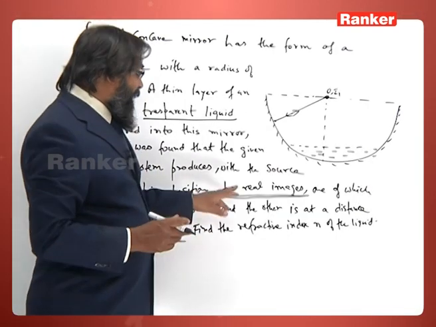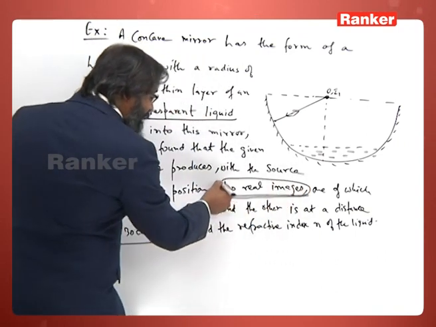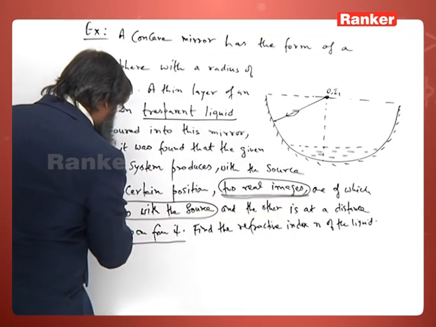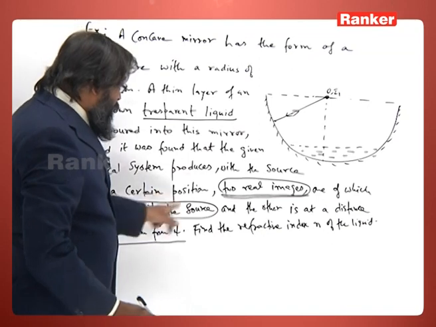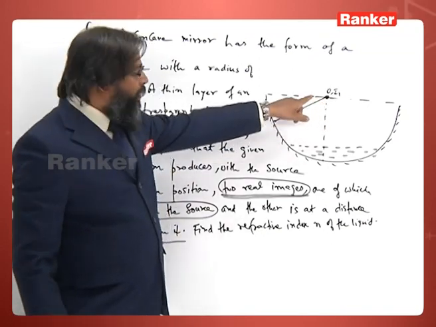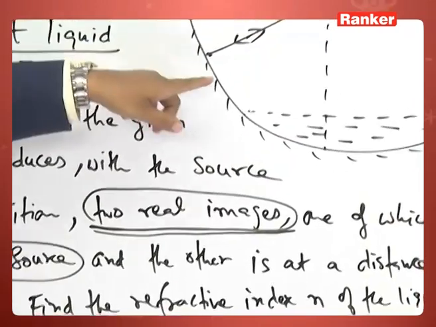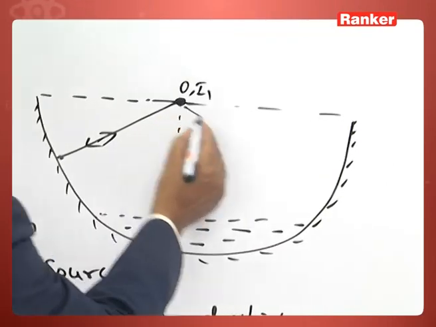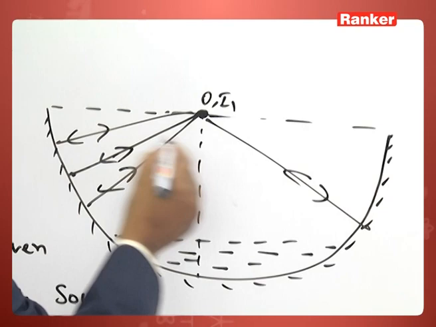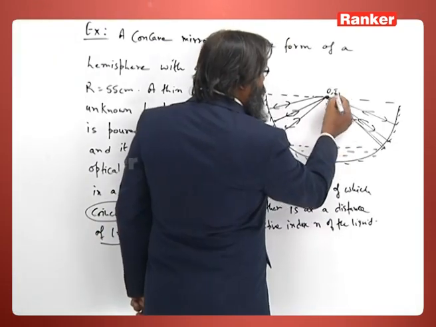So by getting this idea that we have two real images, one of which coincides with the source, this point gives us a clue that the object must be on the center of the hemisphere. So that because of this portion or even this portion, the rays, any ray falling here is going to rebound like this, and so its image will be formed here.